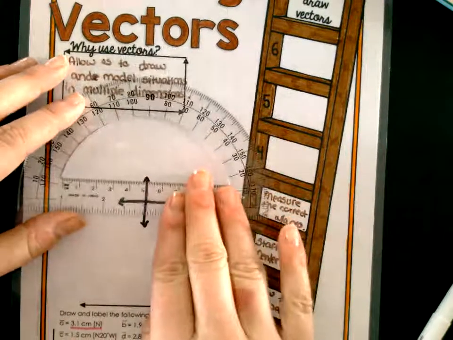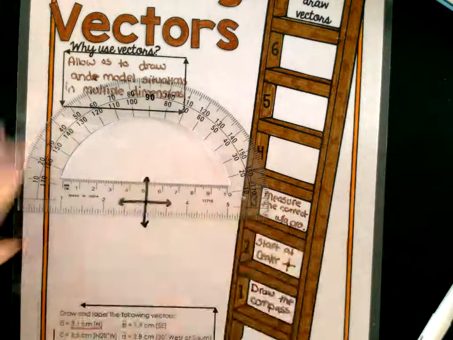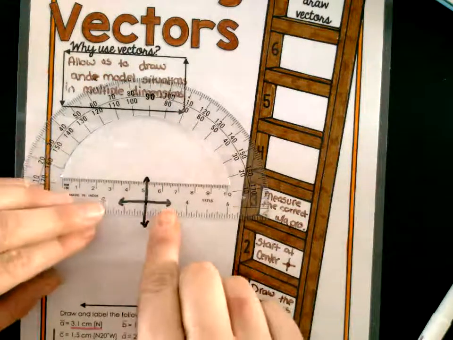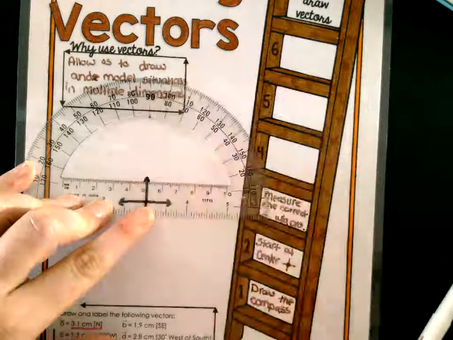So this first one says my angle is north. So I'm going to go 3.1 centimeters north. So north is dead 90 degrees. So I'm going to measure that angle with the protractor. I'm going to put a dot right here at 90 degrees.